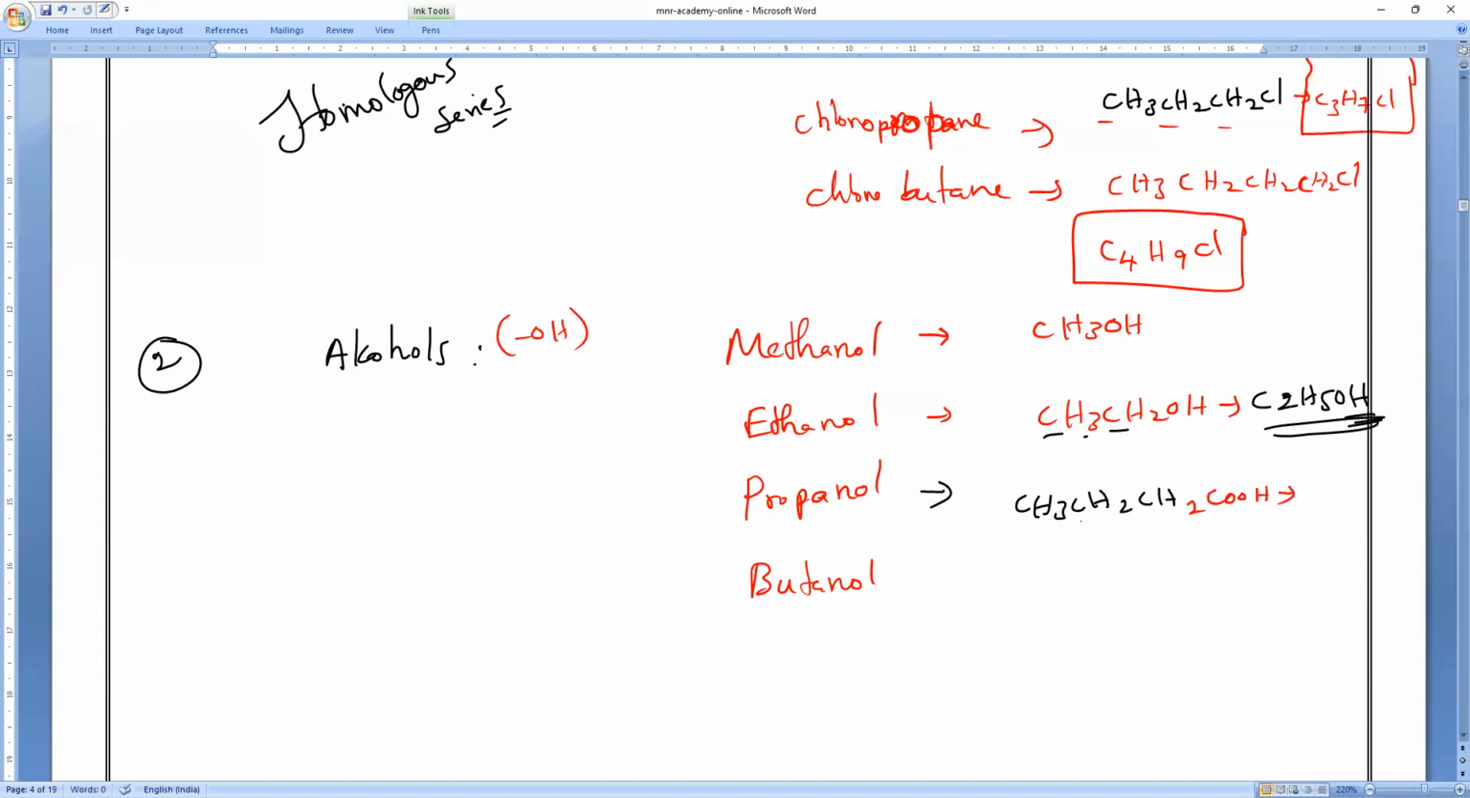1, 2, 3. C3. 3 plus 2, 5. 5 plus 2, 7. C3H7. Sorry, in propanol I think I made a mistake. One more CH2 cannot come. Am I right? 3 carbons are there. So that is C3H7OH. Next one, butanol. What will happen? C4H9OH. That's all. Nothing else is there.